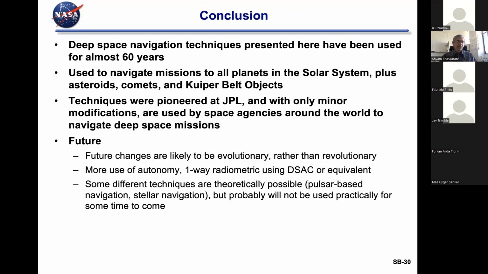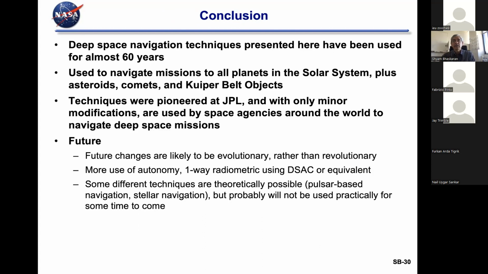So I'm just about running out of time, and I'm just about finished here. Deep space navigation techniques have been used for up to 60 years. We use these techniques to navigate missions to pretty much every planet in the solar system, plus asteroids and comets and Kuiper Belt objects. The techniques were largely pioneered at JPL.